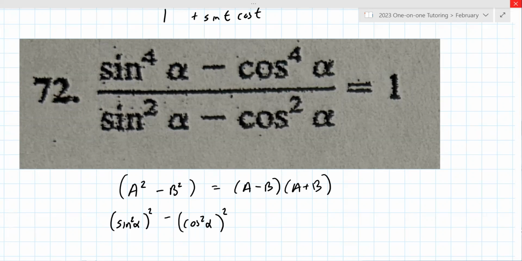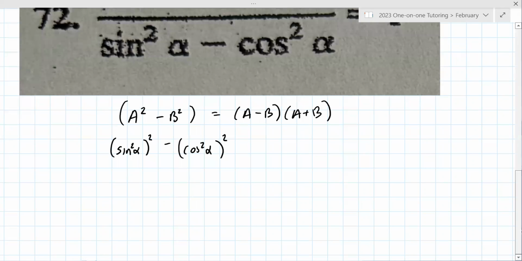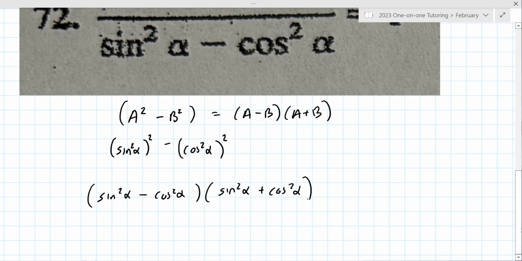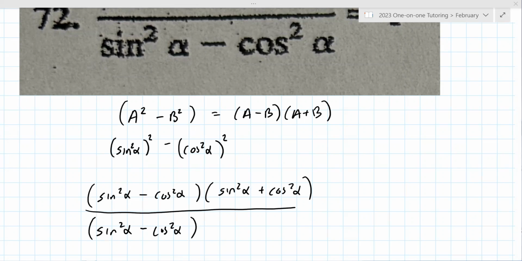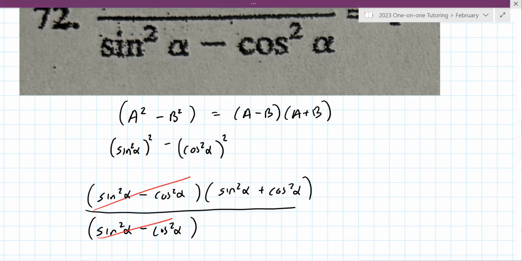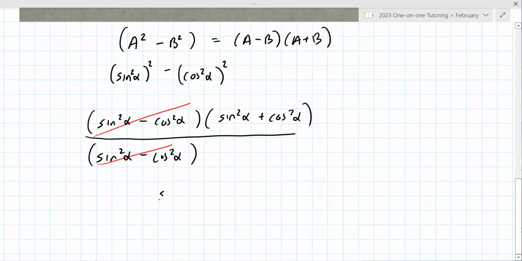This one could be a little bit confusing, but the way it's broken apart, the top becomes sine squared alpha minus cosine squared alpha. That's the a minus b. Sine squared alpha plus cosine squared alpha, a plus b. And then you're dividing by, and that's where you almost have to look ahead to know, oh, I'm going to divide by the same thing I have on the top. So again, just like the last one, these cancel. And then hopefully you recognize that sine squared alpha plus cosine squared alpha ends up being 1 by the identity.